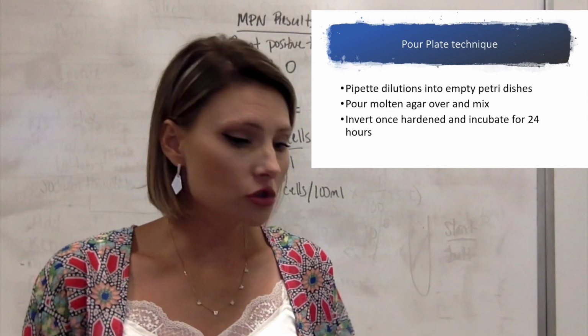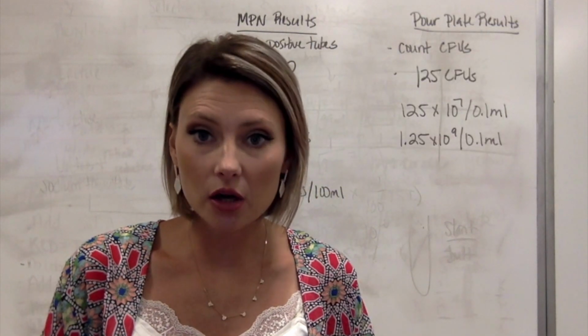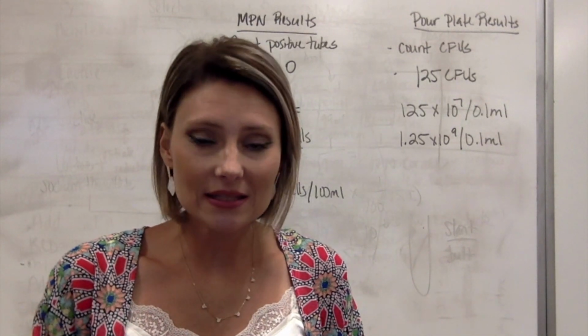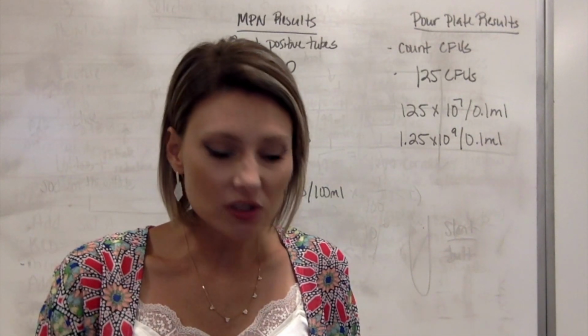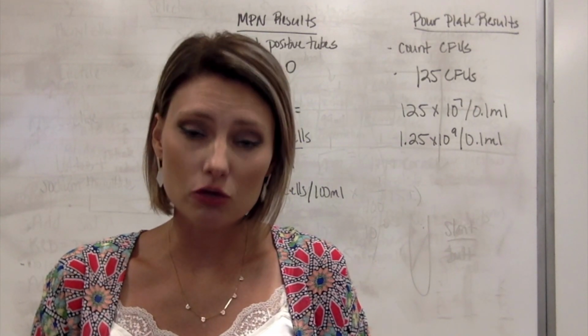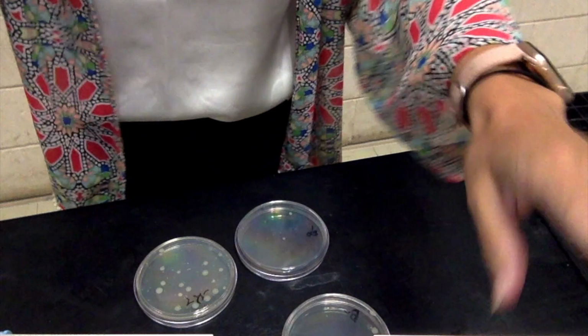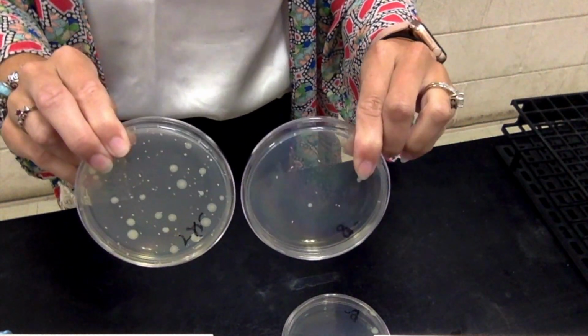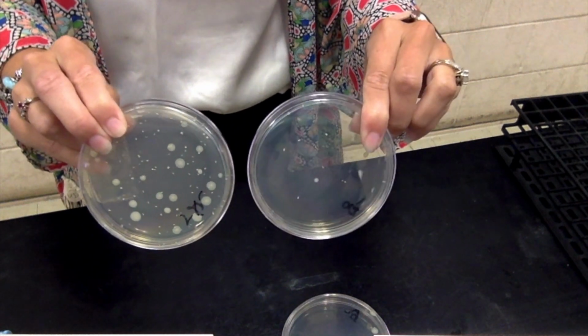I'm not actually going to do this today because I don't have any molten agar, but all you do is take an empty Petri dish, pipette into the empty Petri dish, pour the molten agar over, and then I put it in the incubator for 24 hours to let it grow up. Okay, so here's my pour plates. So you can see that there's growth.